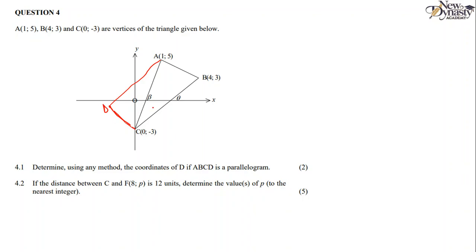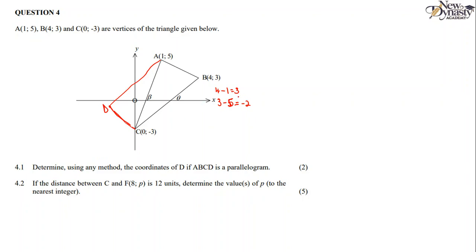Now, how do we calculate that? I normally use this method where you subtract the coordinates. So you can say, subtract: the x value at B minus the x value at A, so that is going to give me 3, and the y value at B, which is 3, minus the y value at A, which is 5, and that is going to give me negative 2. Pardon my 5, that's negative 2.